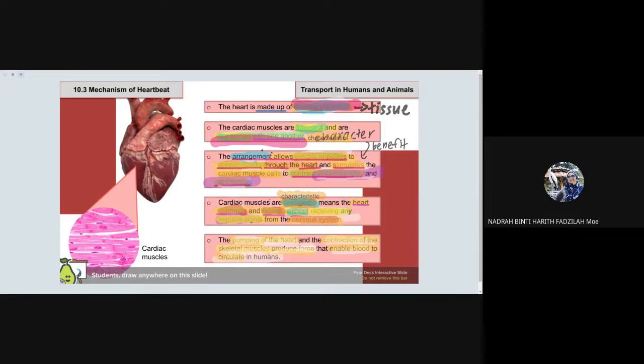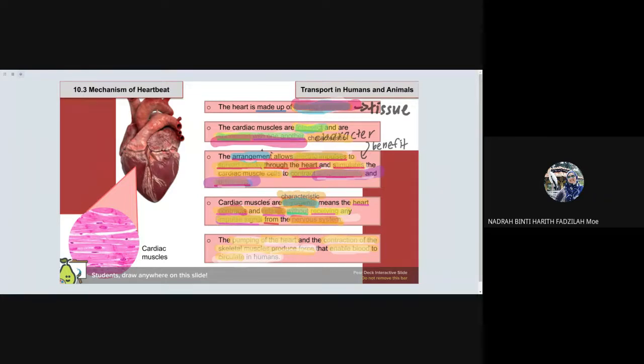Bila skeletal muscle yang mengelilingi salur darah tu contract dan relax, dia akan mengepam, sebab bila masa contract, dia jadi lagi tebal. So kawasan di sekitar blood vessels tu will be narrower, so it will pump blood outwards sampai masuk ke dalam vena cava semula. Nanti kita akan tengok ya.